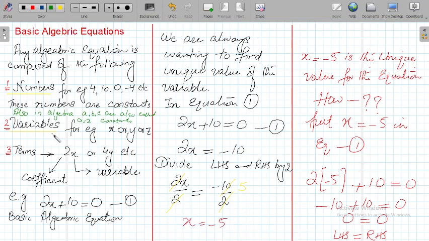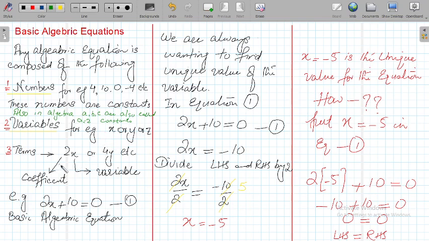The variables are, as the name suggests, going to vary, they will change. For example, x, y, z are all variables. And for these variables, you have to find the value for the solution of the algebraic equation. They can be x, y, z, or w.